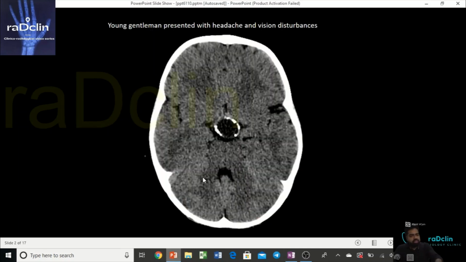Now here you can see a young gentleman who presented with headache and visual disturbances. This is a plain NCCT scan. As you can see, there is a hypodense lesion right over here with a peripheral rim of calcification. It's predominantly in the suprasellar region.